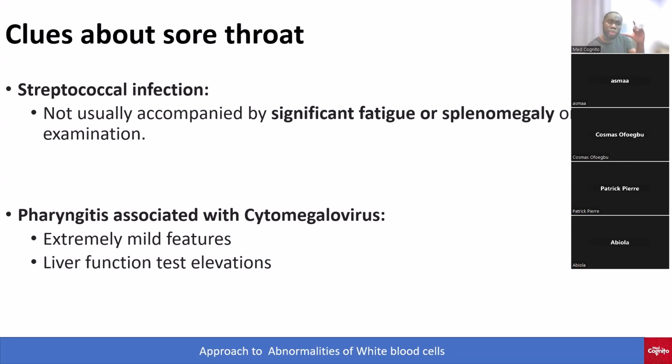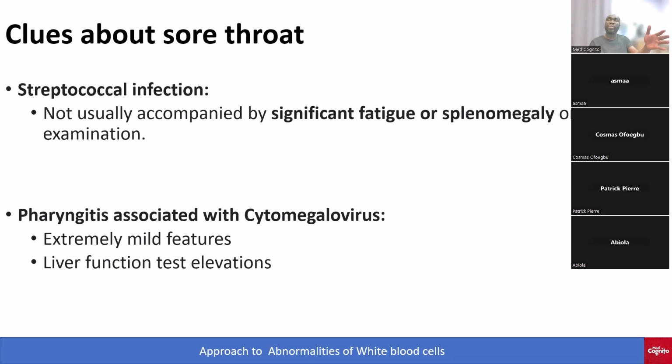Usually with strep throat, the patient does not have significant fatigue and splenomegaly. In strep throat, the patient usually will not have significant fatigue and splenomegaly. Cytomegalovirus, they can present with sore throat, they can present with lymphadenopathy, they can present with fatigue. Cytomegalovirus, you realize that the features are very mild, and liver function tests are also elevated.